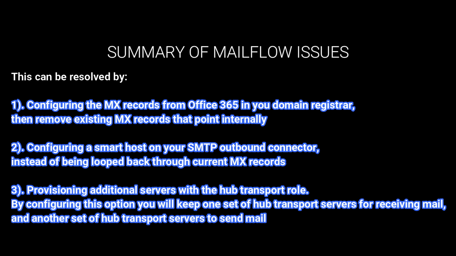So this can be resolved by, number 1, configuring the MX records for Office 365 in your domain registrar, and then removing the existing MX records that point internally. We'll actually cover that in the next steps. If you didn't want to go down the number 1 route just now, we can configure number 2, which is a smart host on your SMTP outbound connector instead of being looped back through the current MX records. And then 3, which we're not going to cover today, but we could provision additional services with a hub transport role, and then we can configure the option to keep one set of hub transport servers for receiving mail and another set of hub transport servers for sending mail.